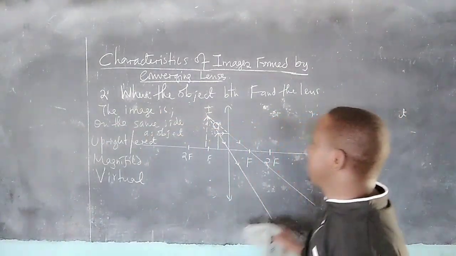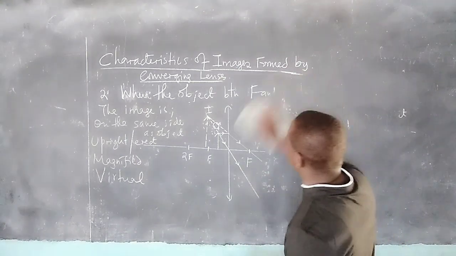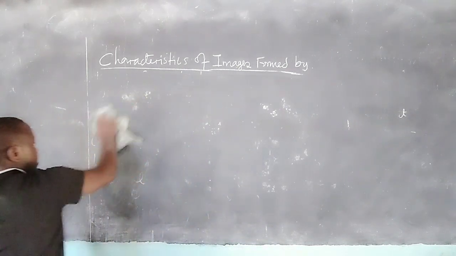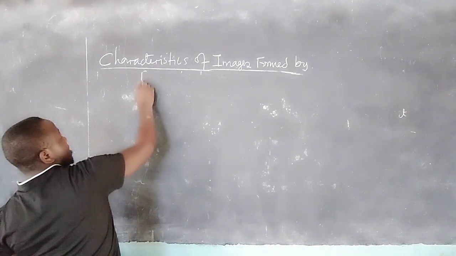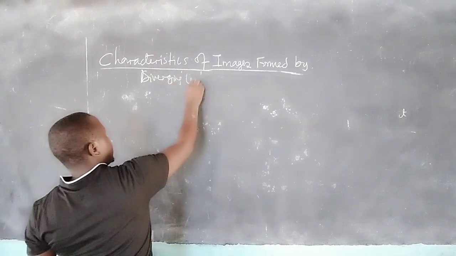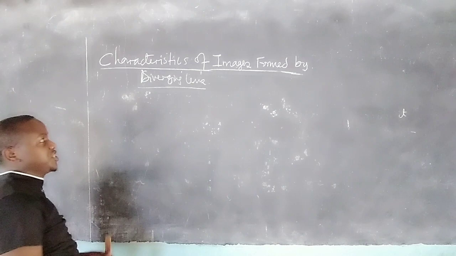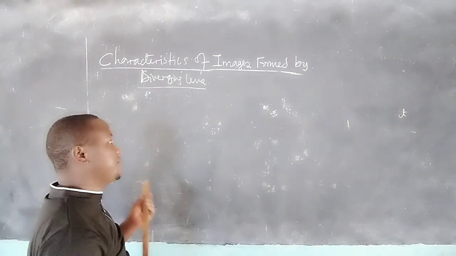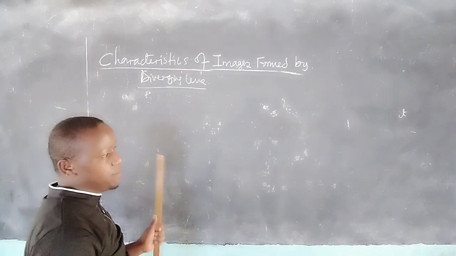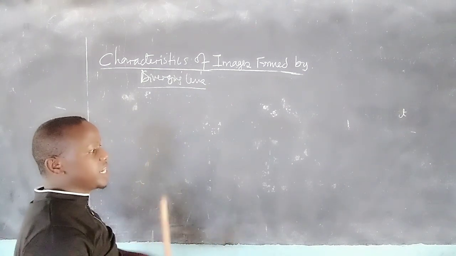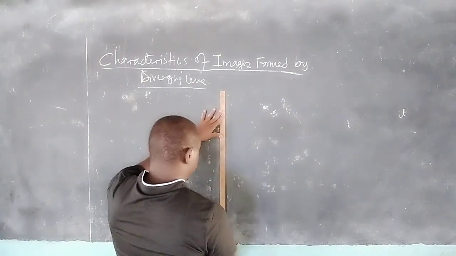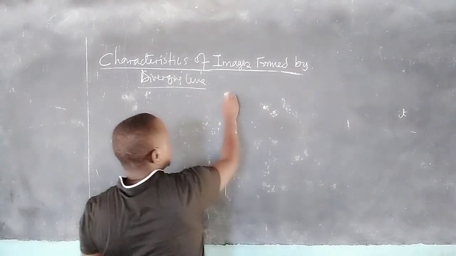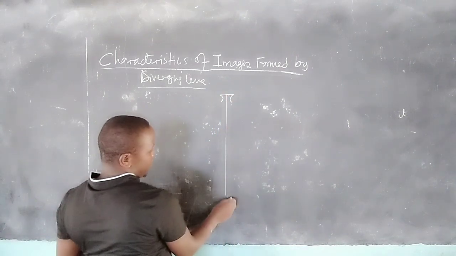Finally, we can look at the diverging lens, and the image characteristics of the diverging lens. We know that when rays reach a diverging lens, they appear to be converging at F after refraction. Therefore, the properties of the image by a diverging lens are just the same, irrespective of the position of the object, because all the rays will just have to intersect somewhere.